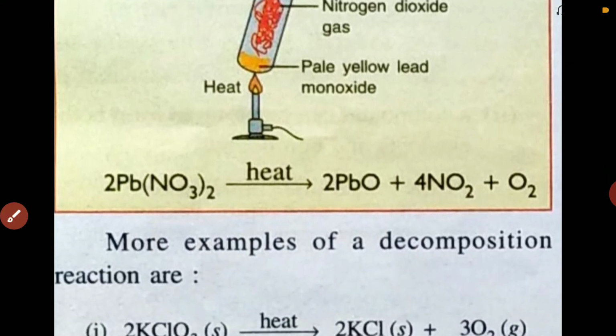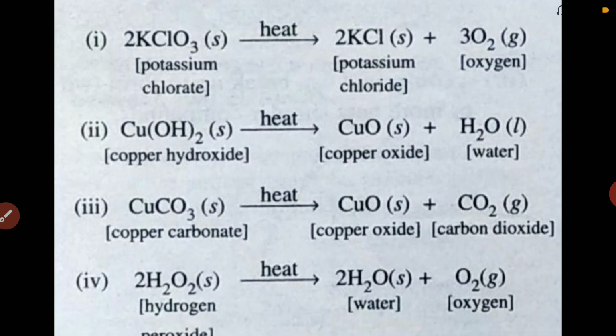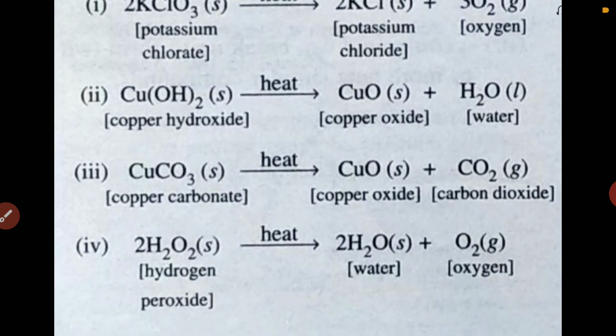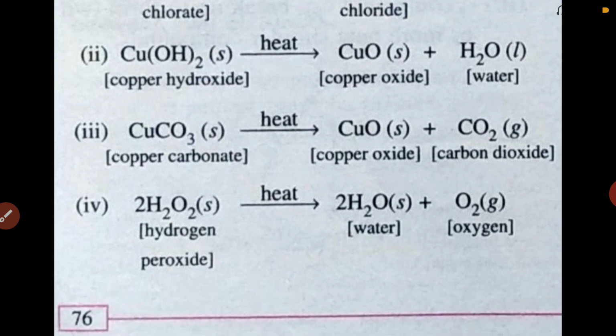Few other examples of decomposition reaction are: number one, KClO3 when heated, that is potassium chlorate when heated, it gives us potassium chloride and oxygen, a compound and an element. Another example, copper hydroxide on heating produces copper oxide and water, two simpler compounds. And number three, copper carbonate when heated, it gives us copper oxide and carbon dioxide, two different compounds. Number four, H2O2, which is hydrogen peroxide, when heated, it gives us water and oxygen.